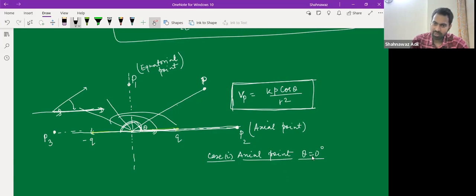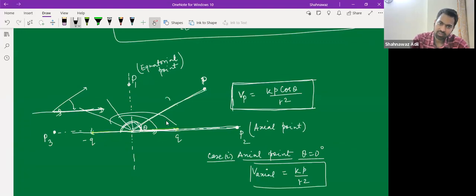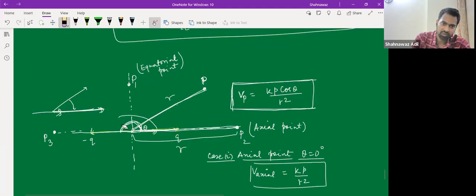Okay. If my theta is 0, V axial would be how much? Cos theta, cos 0 is 1. So this is Kp by R square. Remember, what is R? This is R. Let me erase these diagrams. So Kp by R square. Is that clear, guys? Yes, sir.